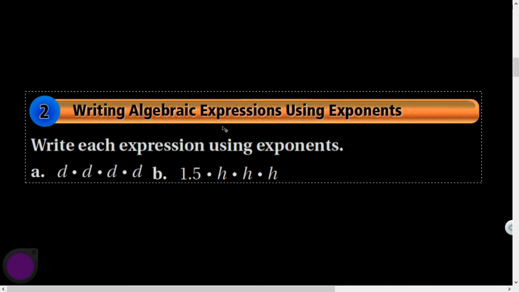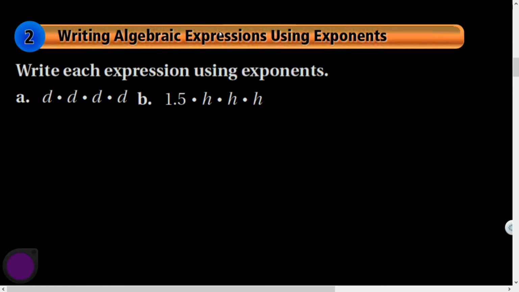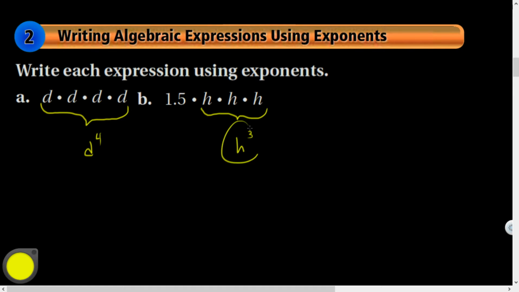We talked about exponents, I think, some of us during an ACE block. But here we go. It says, write each expression using exponents. What's another way of writing d times d times d times d? D to the 4th power. Perfect. And how about this? h times h times h is h to the 3rd. Does anyone know another way to say h to the 3rd?